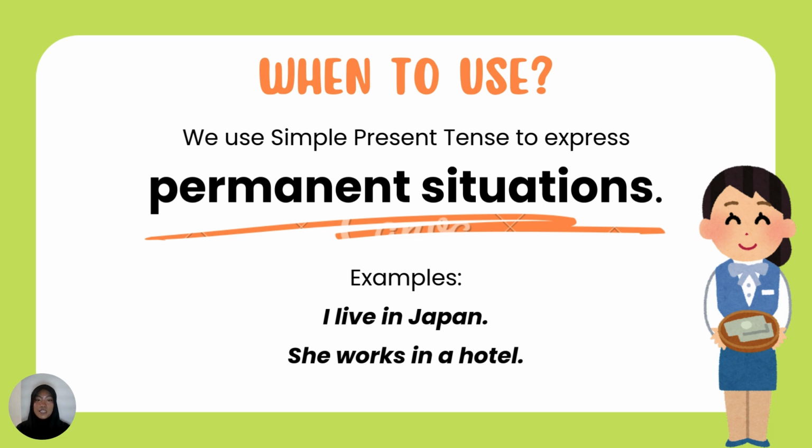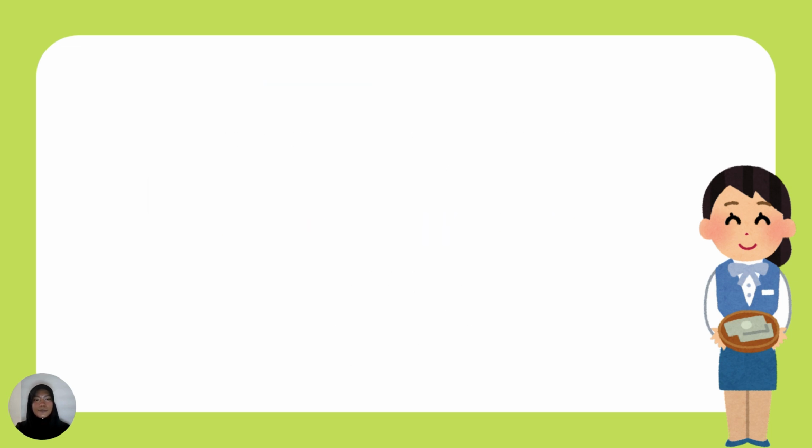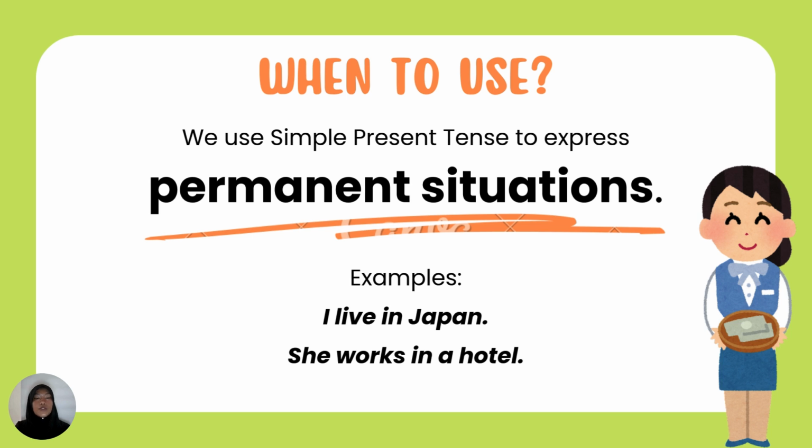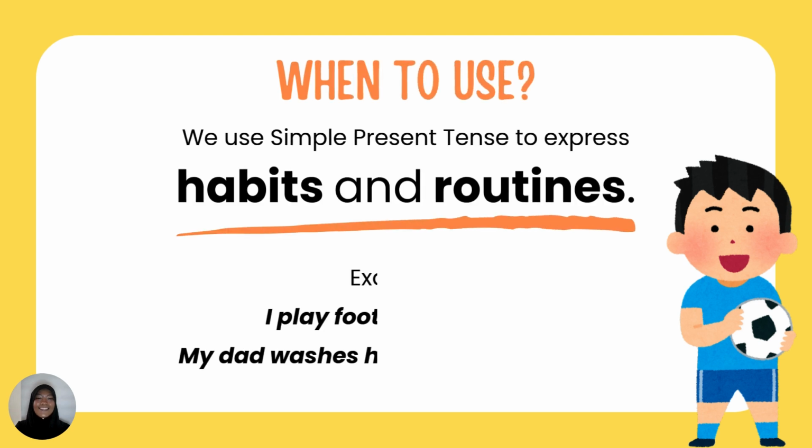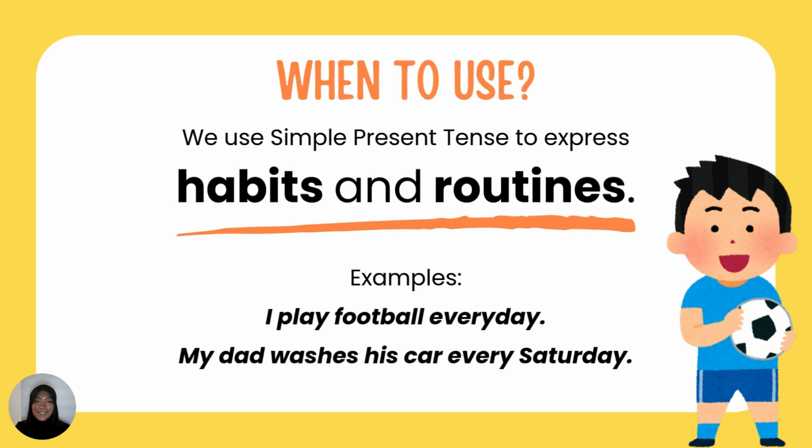Now tell me, the verbs are written there. Live, works. Why is there an S in the verb works? Because it's a third person and it's singular. So that's why the verb needs to be added s. Okay, next. We also use simple present tense to express habits and routines.